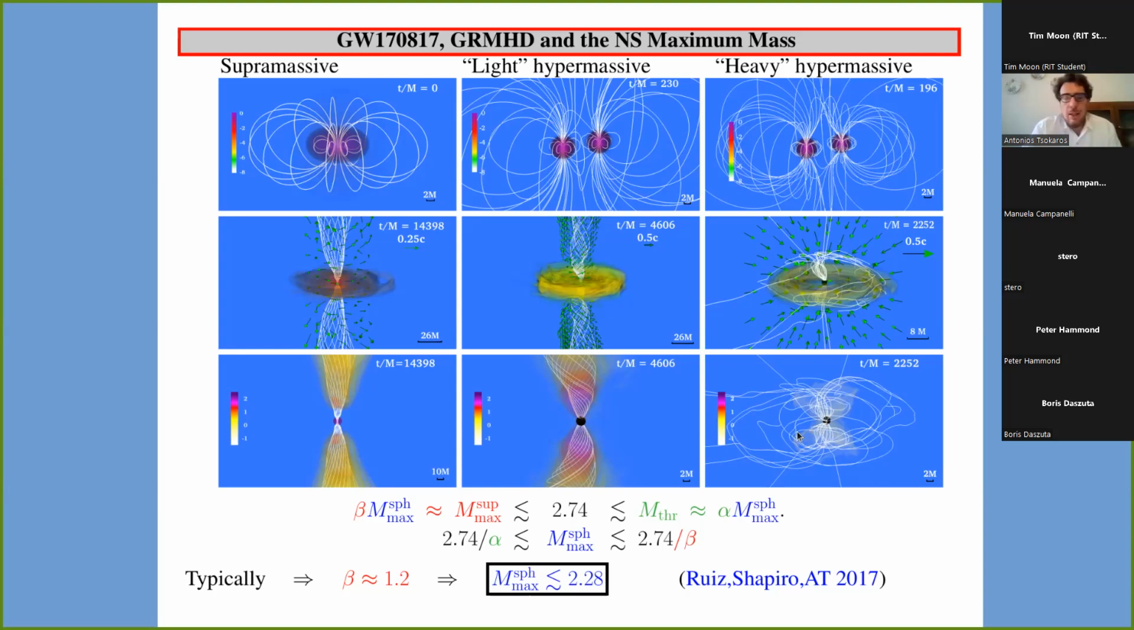And from these three categories, our favorite one is the middle one, which we have used to provide an upper bound for the maximum mass of the spherical neutron star, which is approximately 2.3 solar masses.